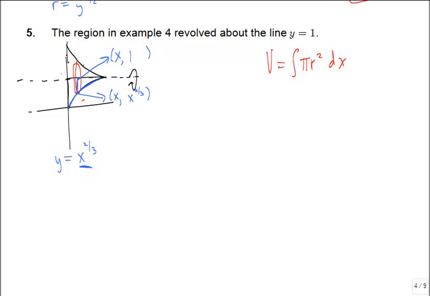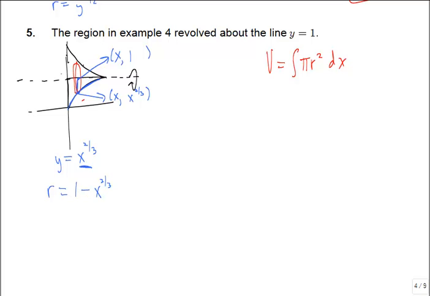So we have our two y's. We can get our radius. You want to do the top y value minus the bottom y value. So we're going to take the 1 minus the x to the 2/3. So just as in one of our previous examples, when your axis of revolution is not the x or the y axis, which would be either x is 0 or y is 0, your radius is a little bit more complicated. It has that shift in it. Normally your radius would just be your curve, but because our axis of revolution is shifted to y equals 1, that 1 comes into play in that radius.